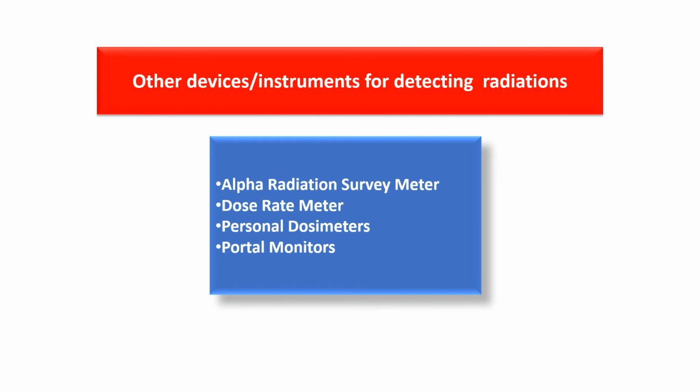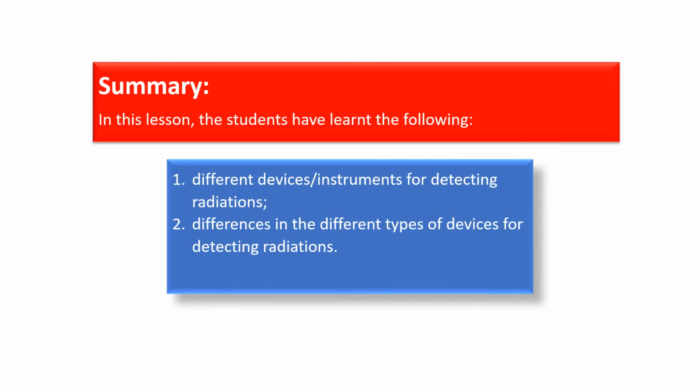The following are other devices for detecting radiation. We have the alpha radiation survey meter, we have the dose rate meter, we have personal dosimeters, and we also have portal monitors. These are also devices that can be used for detecting radiation. In our lesson today, we've been able to look at the different devices for detecting radiations, and also we've been able to see the differences in these different types of devices.